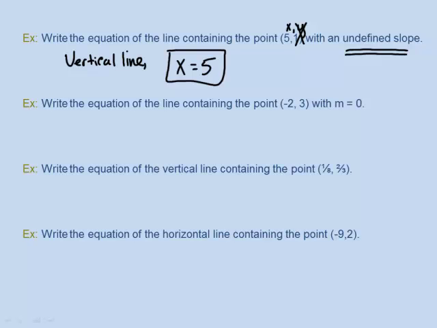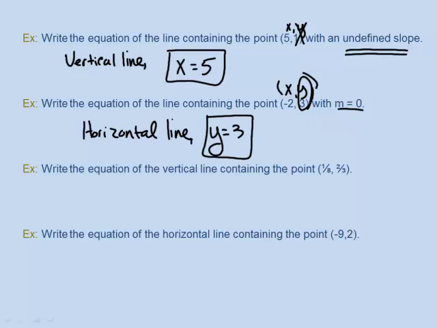Second example, write the equation of the line containing the point (-2, 3), which of course is an xy ordered pair, with a slope of 0. Slope of 0 indicates a horizontal line. A horizontal line is always missing an x variable, and it's always y is equal to something. So look at the ordered pair, figure out what the y is equal to, because y is going to be equal to the same thing for any horizontal line. And we find that y is equal to 3.